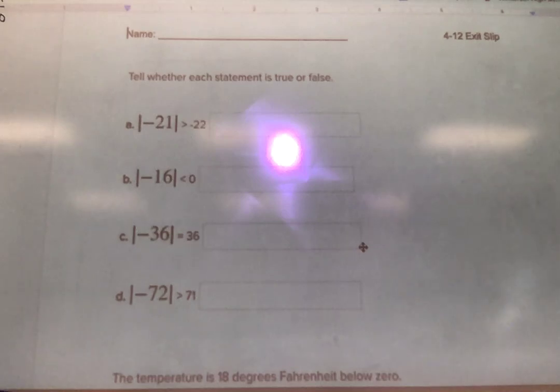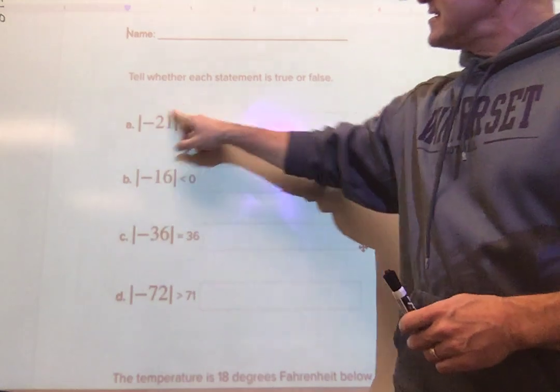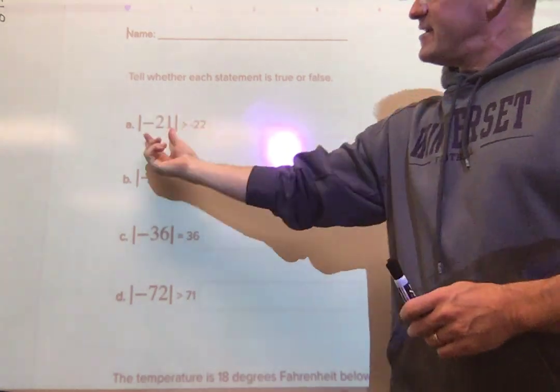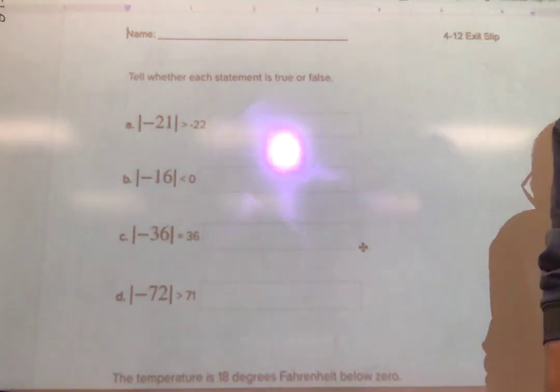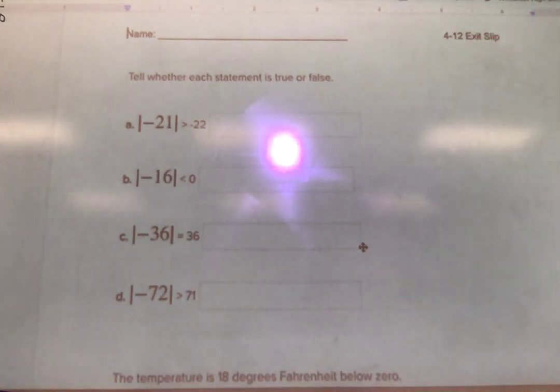All right, next is slip 412. We're looking at trying to compare values involving absolute value and understanding what absolute value means. When we see these straight lines around a number, that stands for absolute value. Remember, the absolute value we learned means distance from zero, and distance is always positive.